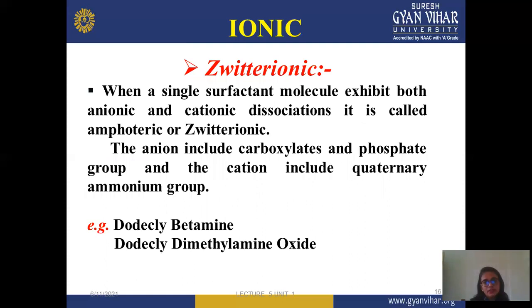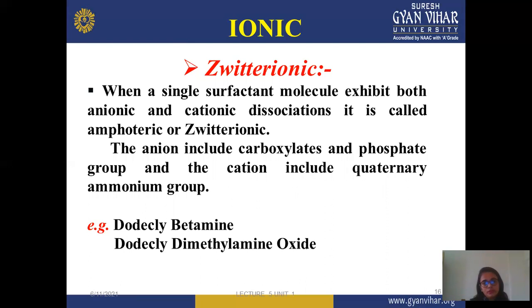Next is zwitterionic. In this, a single surfactant molecule exhibits both anionic and cationic dissociation. This is also known as amphoteric surfactant because it has both properties, anionic as well as cationic nature. So if you require both types of surfactant, you can go with this amphoteric category. The anion includes carboxylate and phosphate groups, and the cation includes quaternary ammonium compounds.